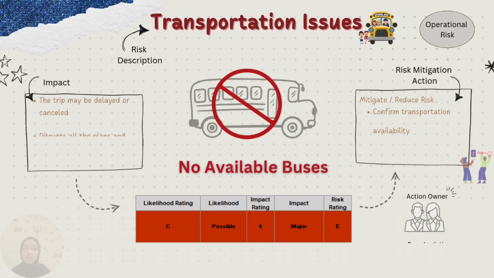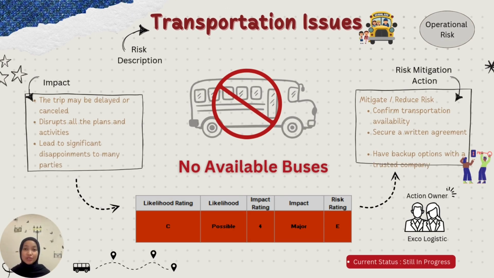First and foremost, one of the risks that can occur during the field trip is transportation issues. The risk category for this description is operational risk. The cause of this risk is the provided transportation. In this case, the buses are not available for the trip. Therefore, this lack of availability may force the organizer to postpone or cancel the trip if no bus seats can be secured within the time frame.